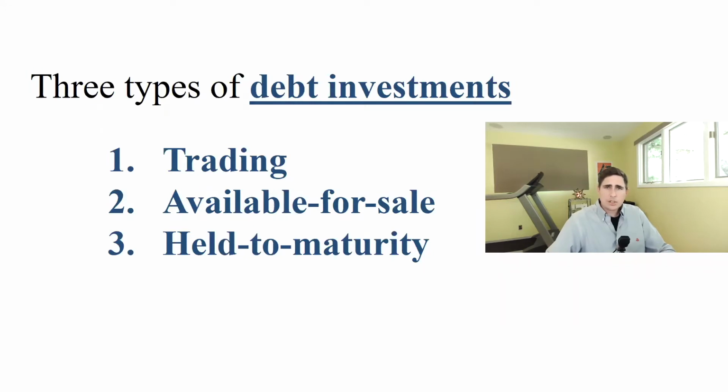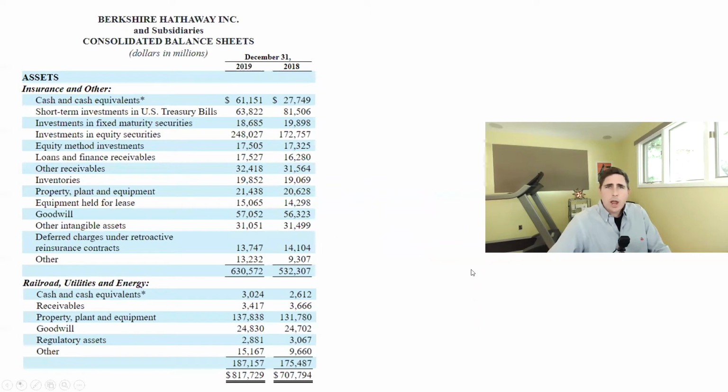So let's just talk a little bit about these investments, and we're going to look at a company's financial statements and talk about debt investments. So here we go. Here is Berkshire Hathaway's asset section of their balance sheet. And they have a bunch of different businesses that they're in. So they're in insurance and other. They're also in railroads, utilities, and energy. So they have a few different lines of business. And they list their assets separately for these lines of business.